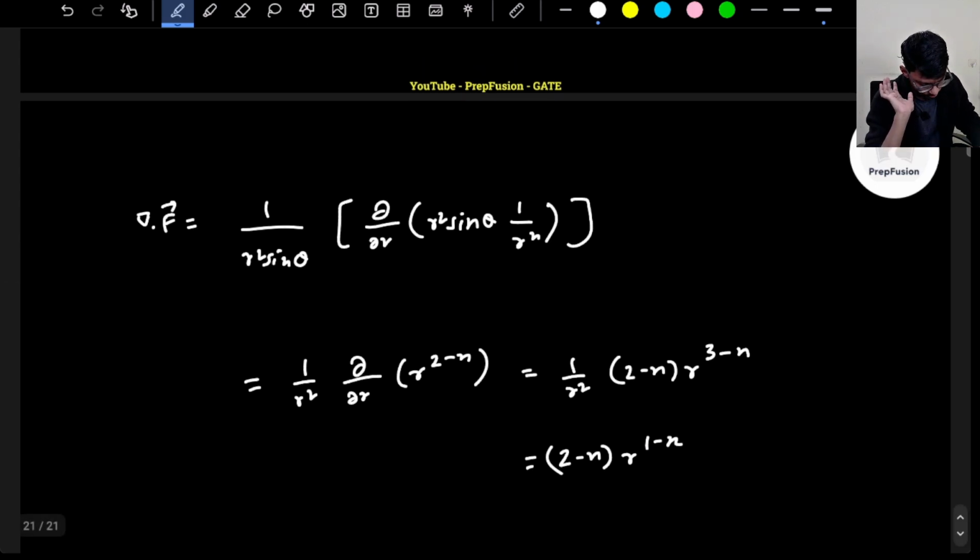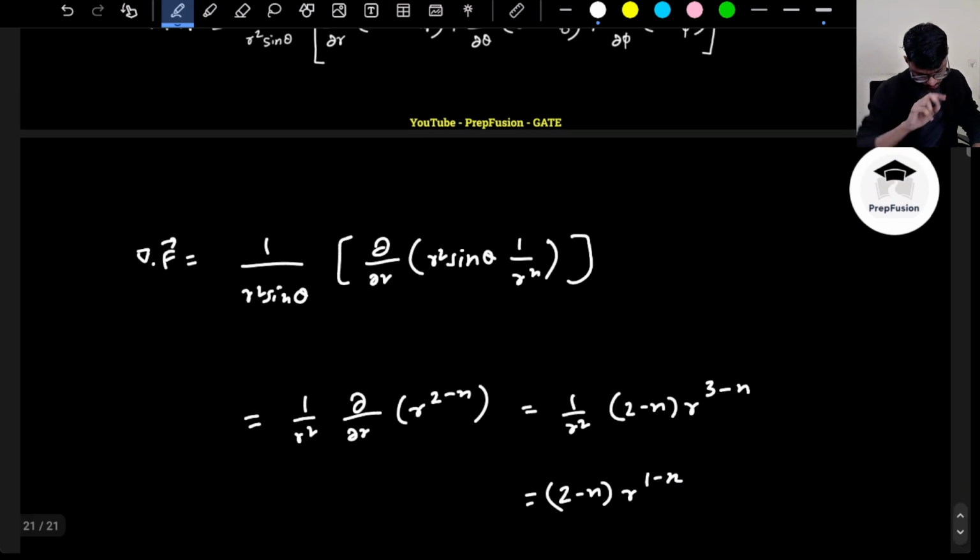Just hold on a second. I think I'm making a mistake. What is the mistake that I'm making? r square is there, so this will be 2 minus n, so 1 power will be reduced. Sorry, this will be 1 minus n, and ultimately another 2 powers will be reduced. This will be minus 1.